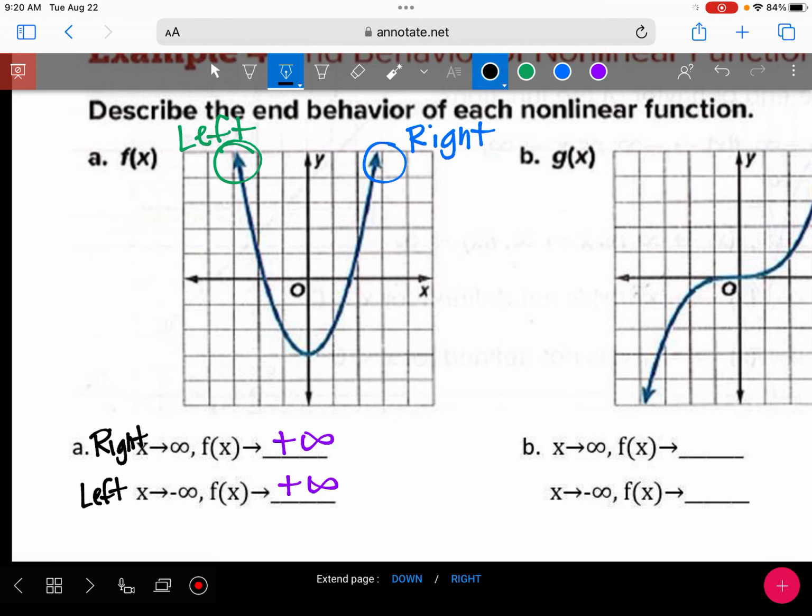All right, I want you to try to do this next one by yourself. See if you can fill in the blank. Remember, the first blank is right and the second blank is left.